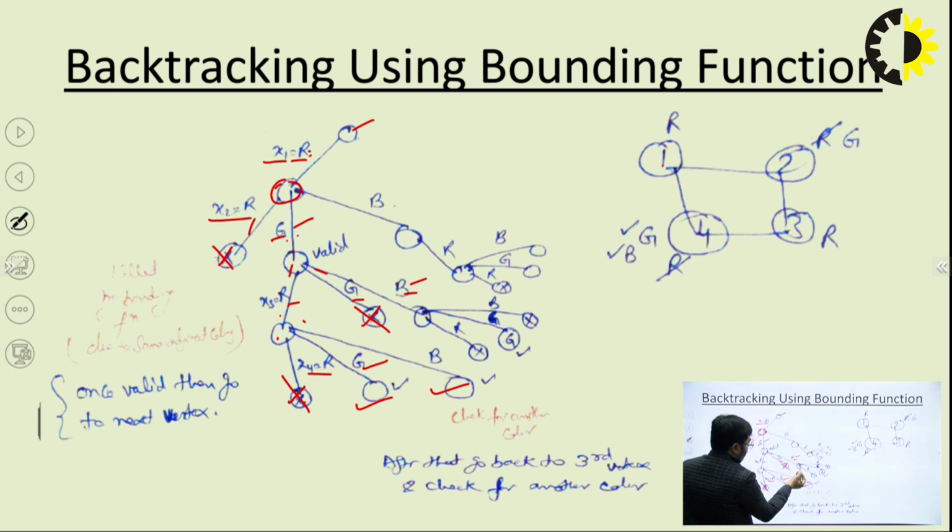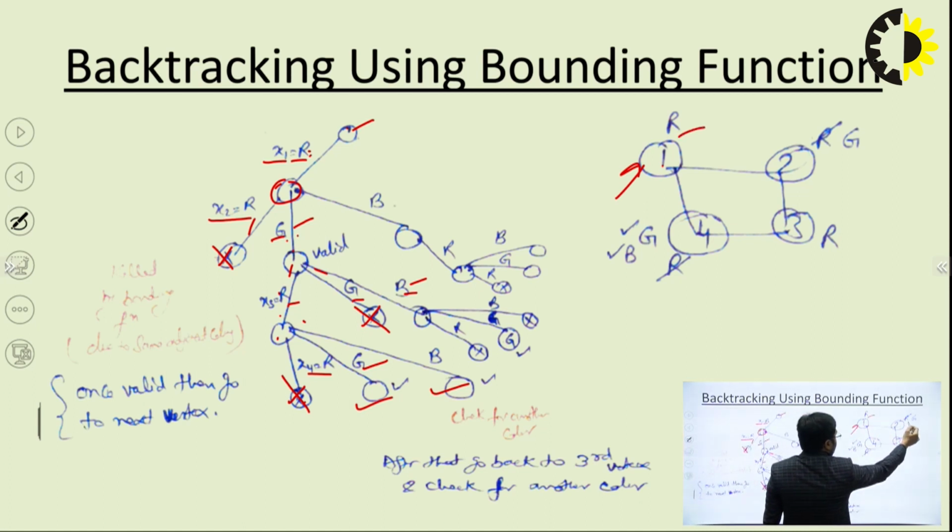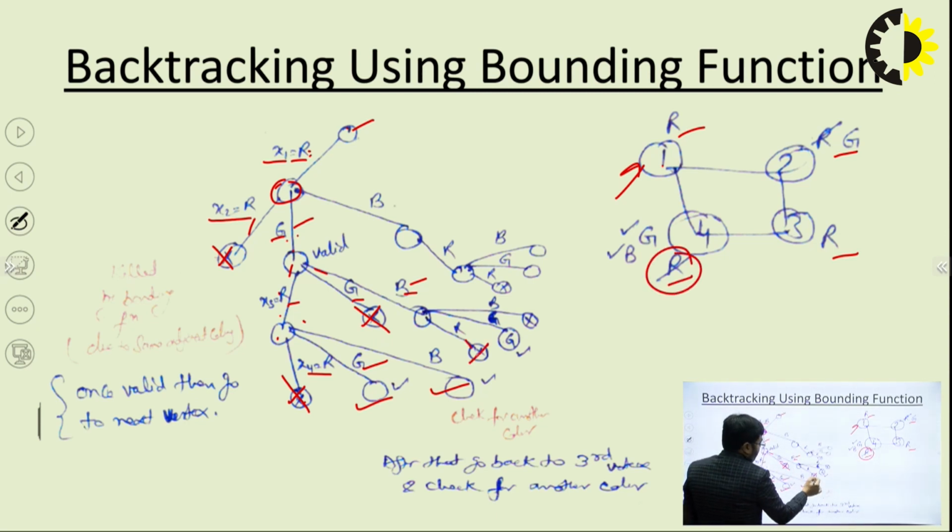Again we check for the blue color, the red, green, blue. After that red clashes with node number 1, which is here. So we can say here also red, green, blue, after that red cannot be taken. It is also killed by the bounding function. After that, if we take the green color, yes, it can be taken. So red, green, blue and green is valid. Red, green, blue and blue cannot be taken.